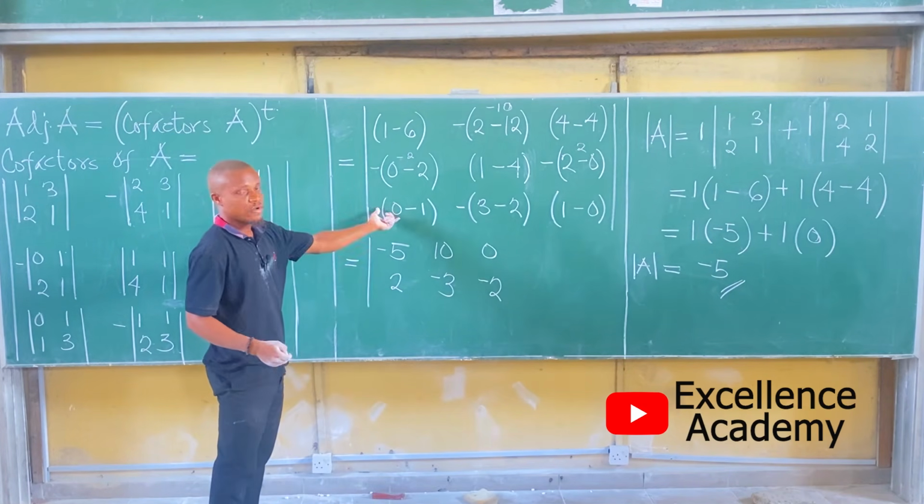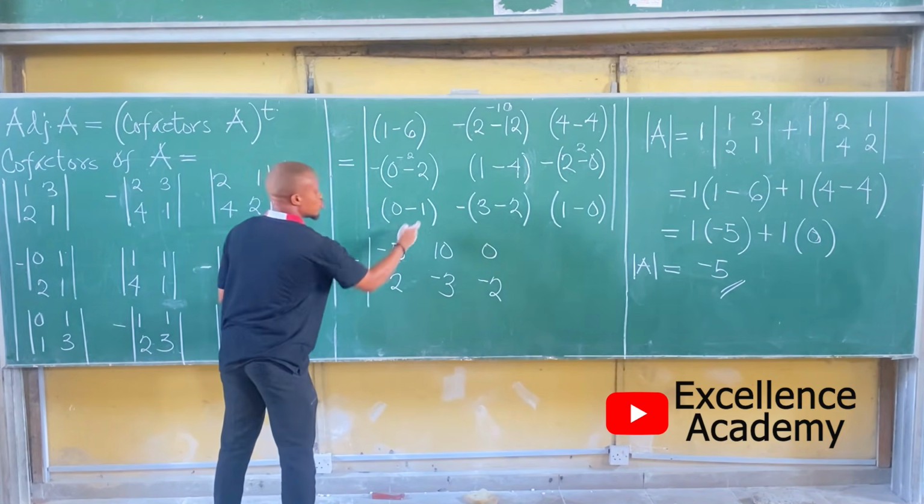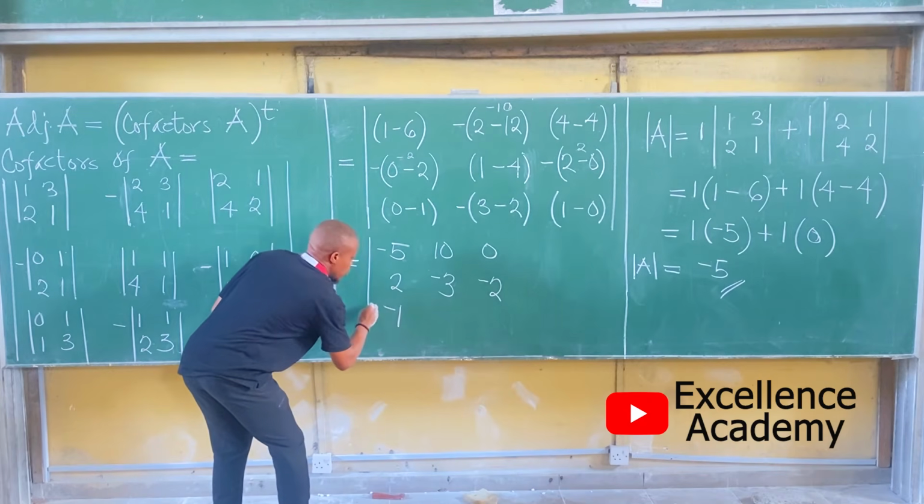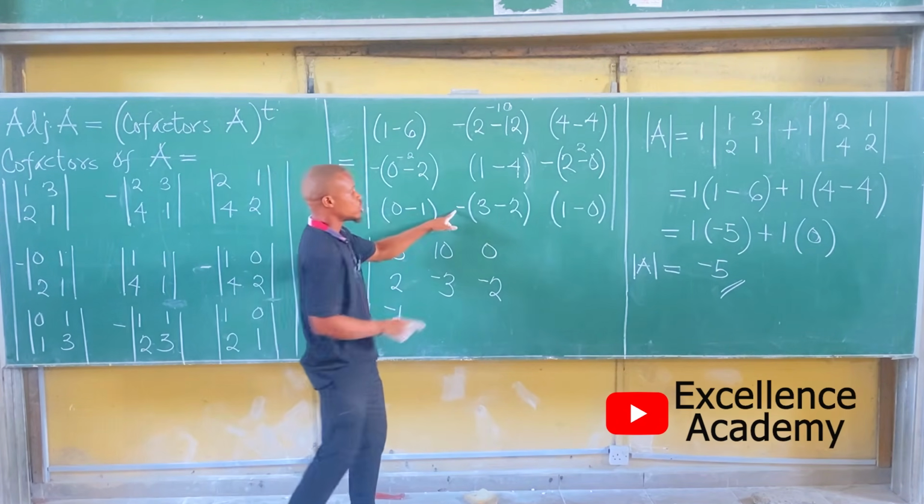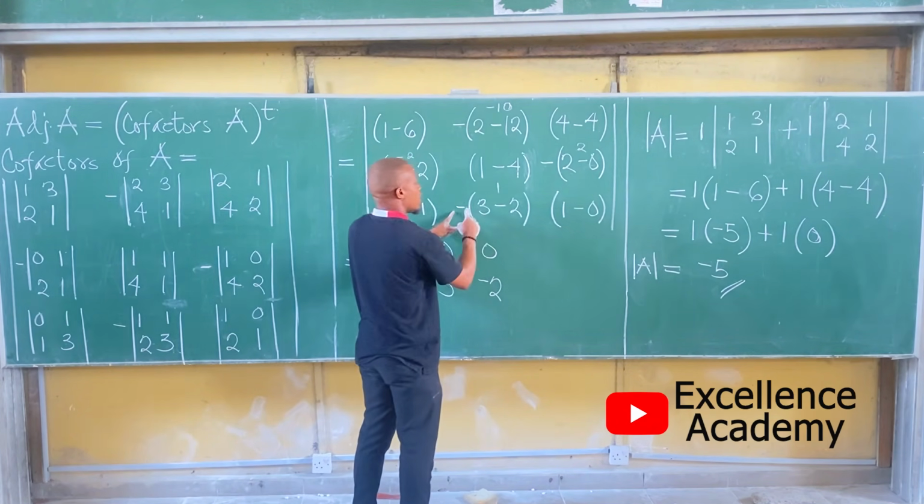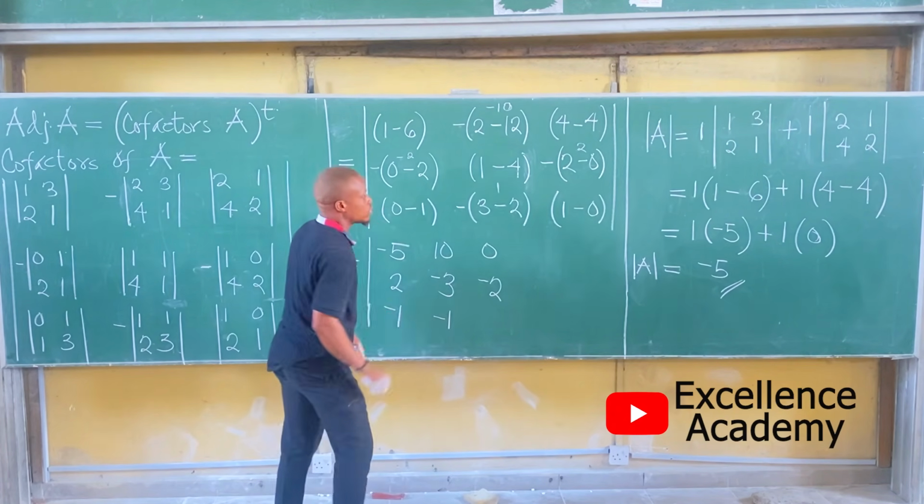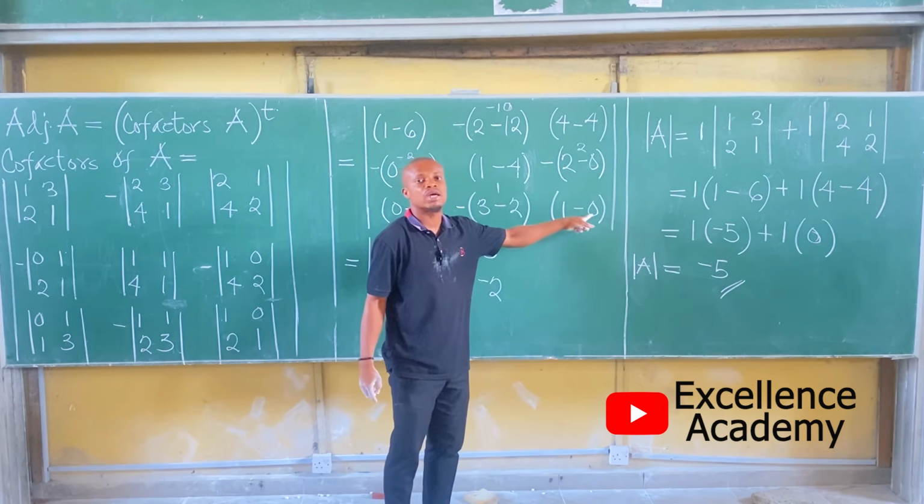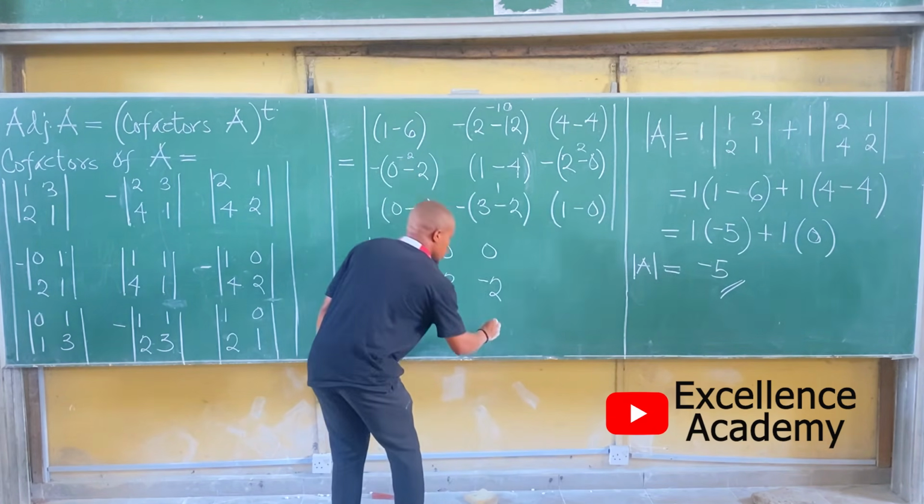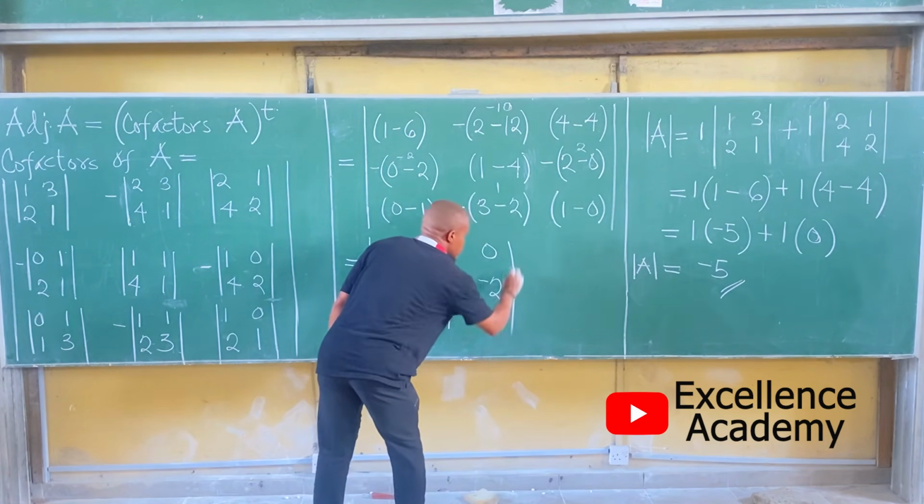Alright. Over to the last row, I'm having 0 minus 1, which is minus 1. Minus 3 minus 2 is 1. Minus times 1 gives us minus 1. And finally, 1 minus 0 gives us 1. Alright.